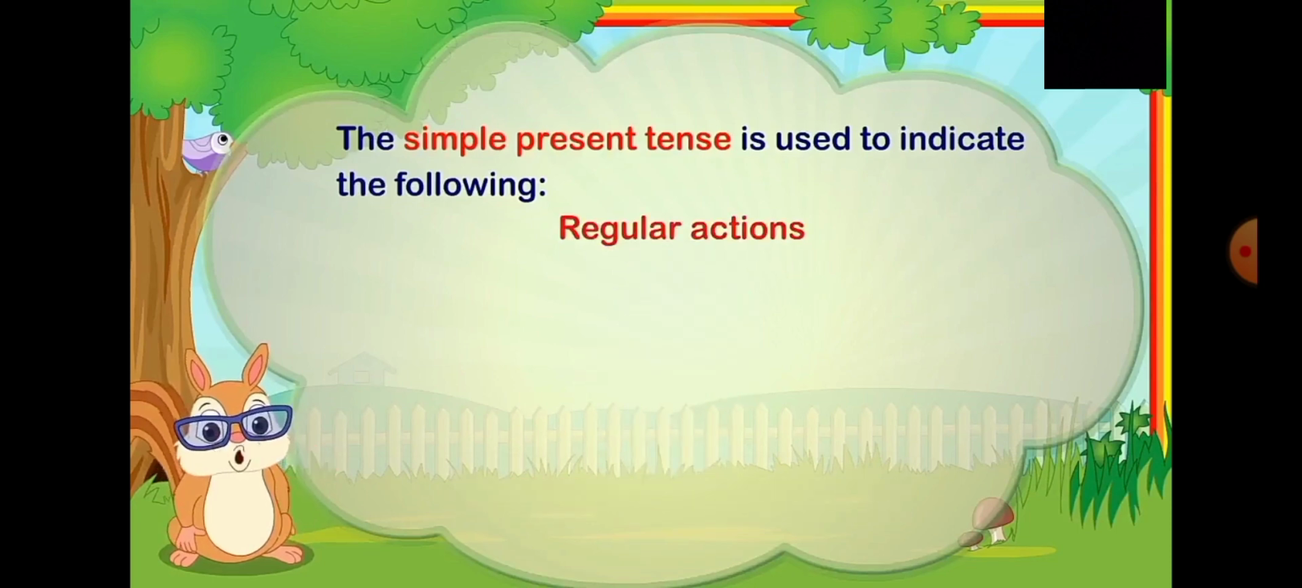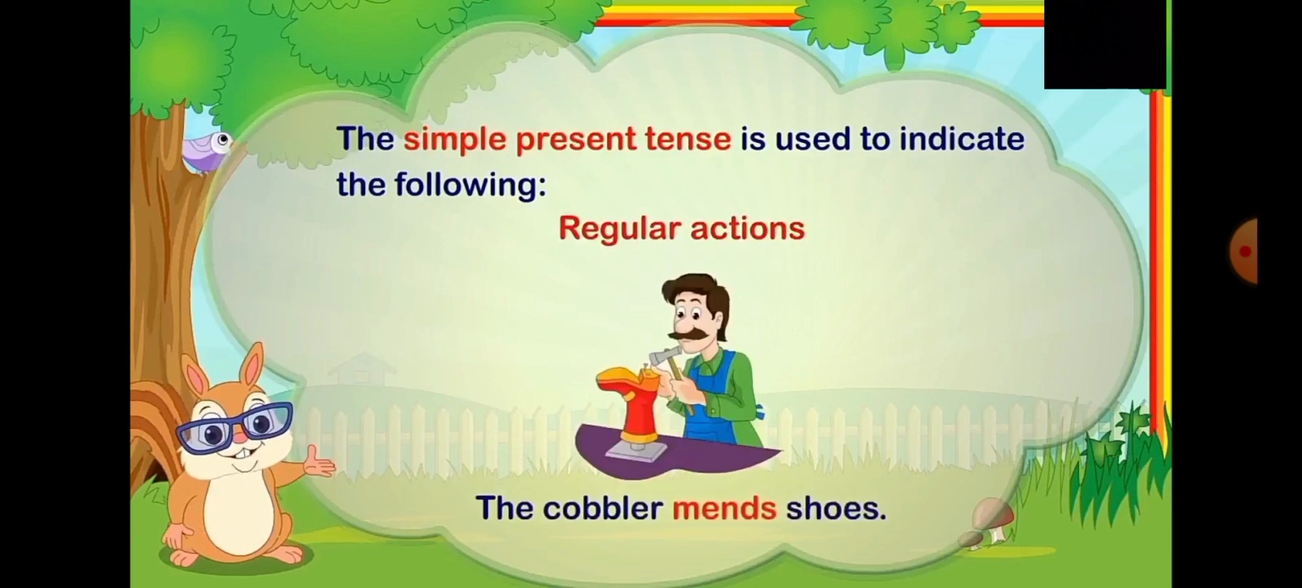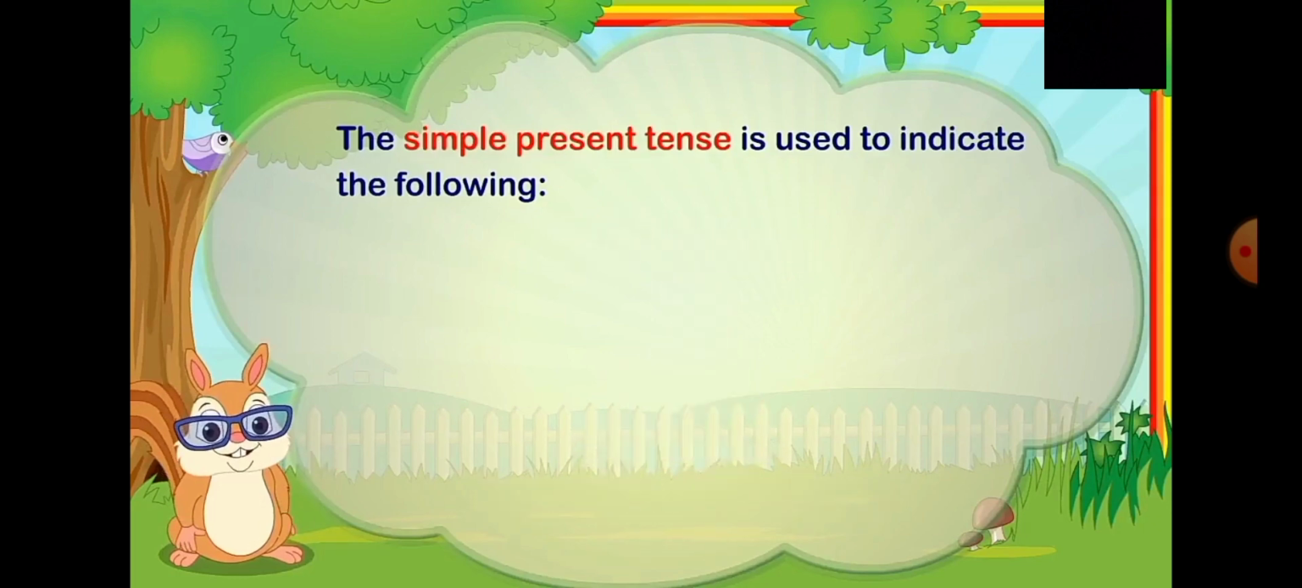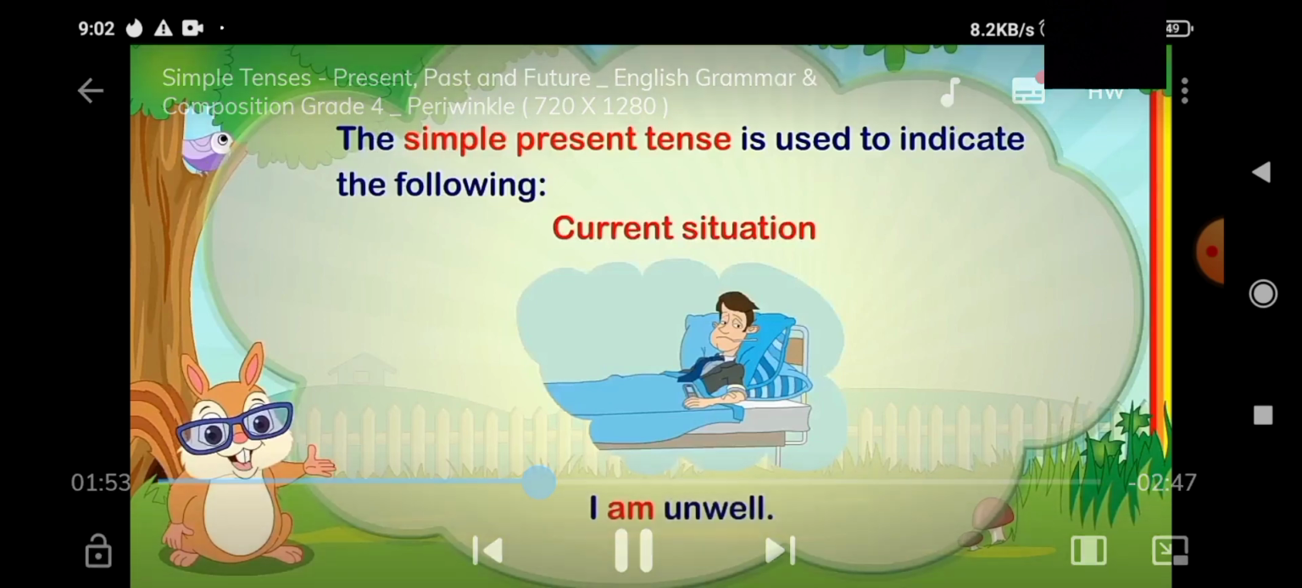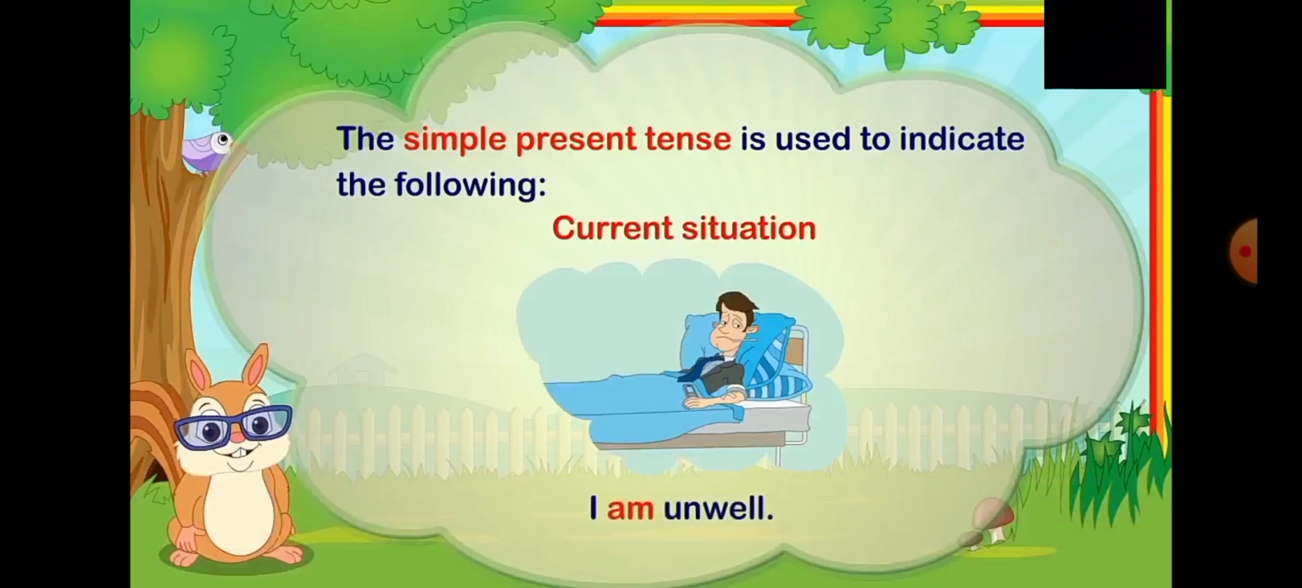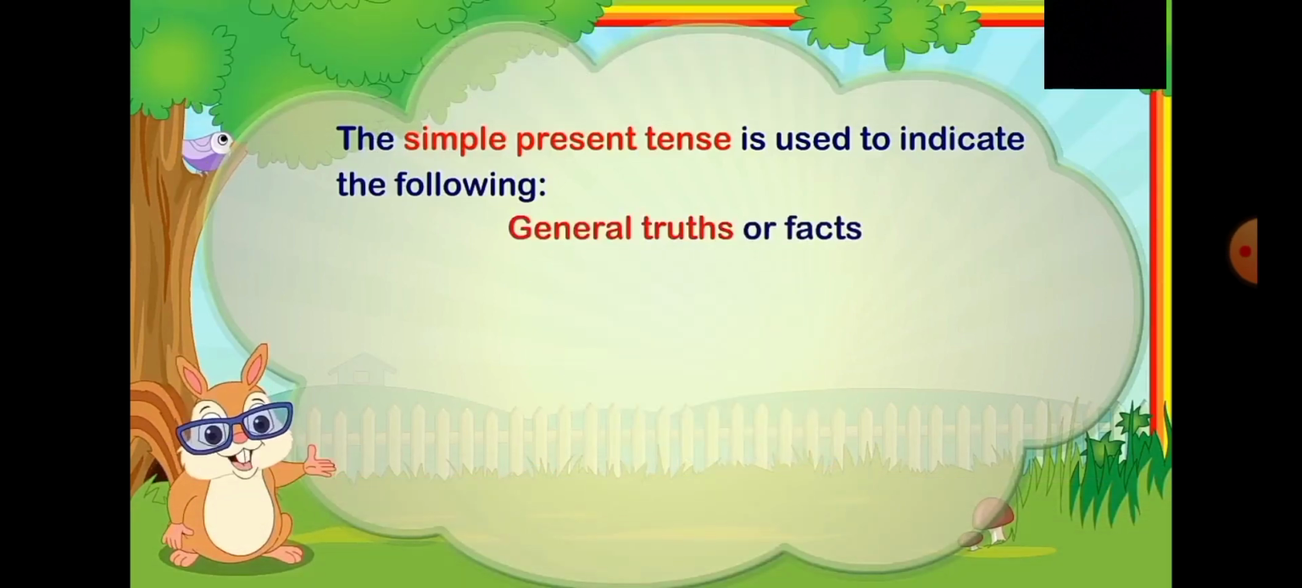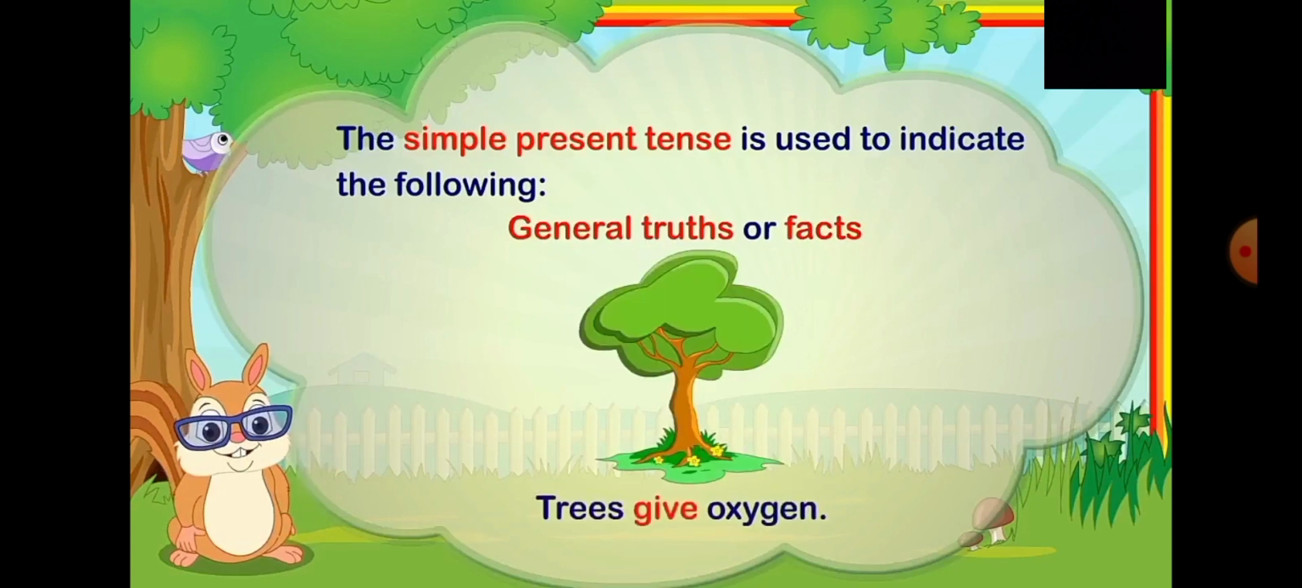Then, regular actions, something that we do regularly. For example, the cobbler mends the shoes. Next, current situations. For example, I am unwell. Then, general truths or facts, like the trees give oxygen. Or, for example, the sun rises in the east.